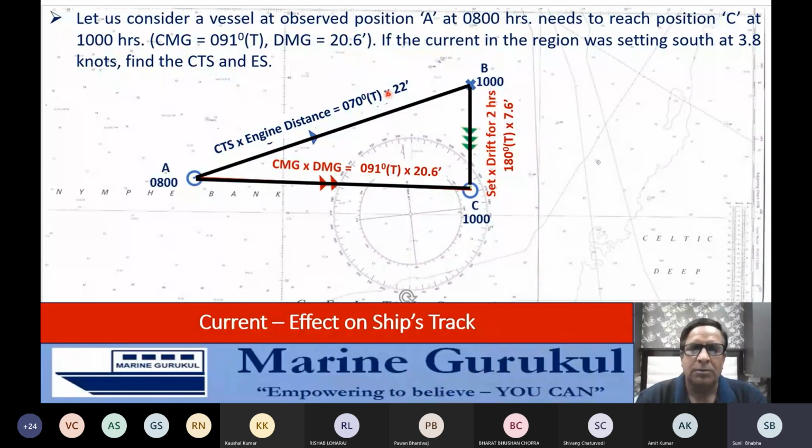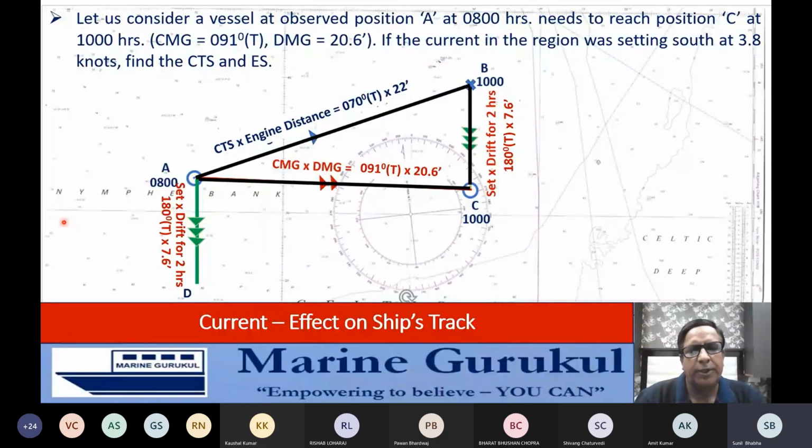It's perfectly in order. But in chart work, we do not, I repeat, we do not reverse the direction of current. So if it was setting south, we would prefer to draw the current setting south only. And to achieve that, we change the point of application of current. So we apply current, instead of at C, at A, like this. At A, we have applied current for 2 hours, setting south, and drift of 7.6 miles. This gives us a point D.